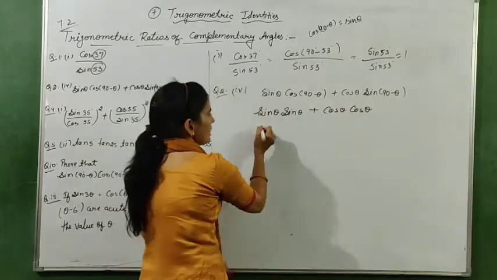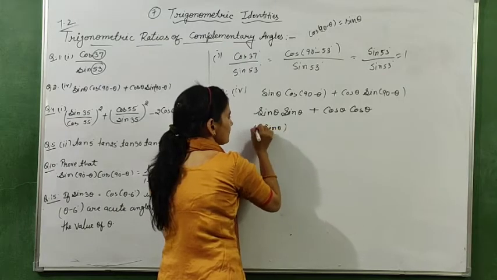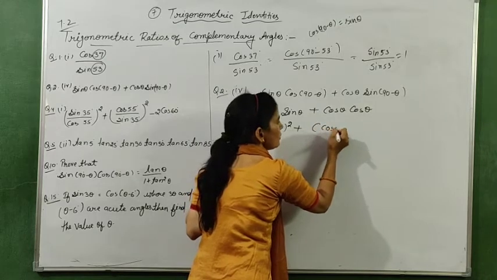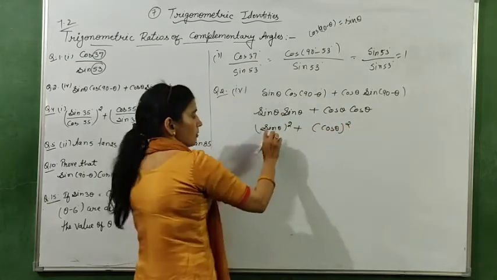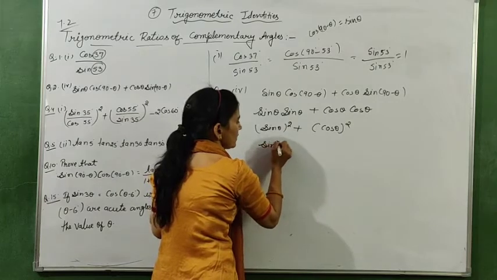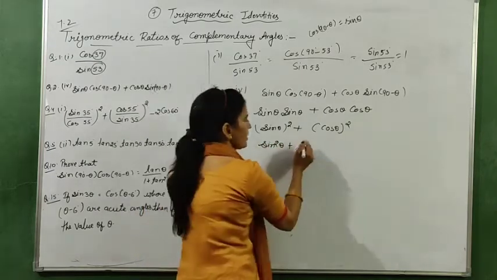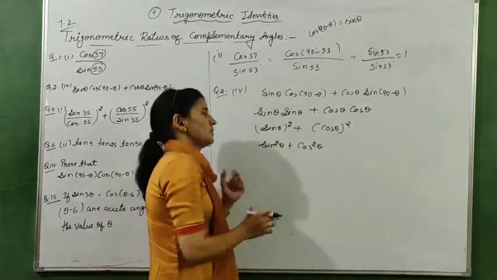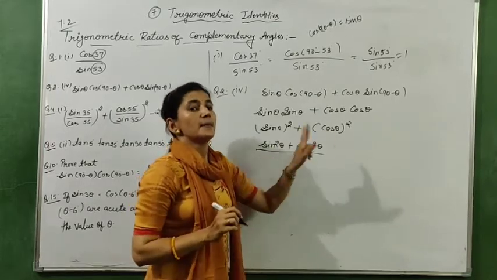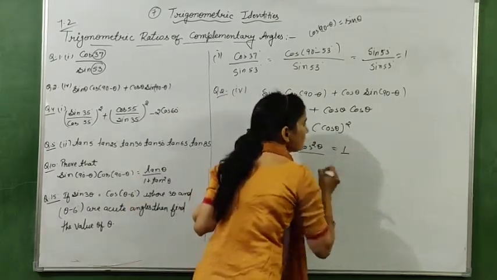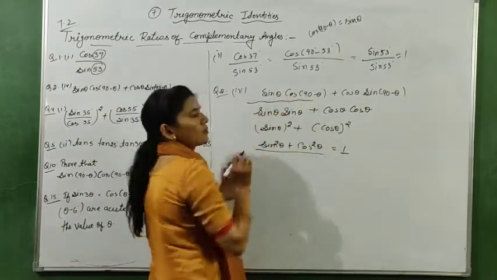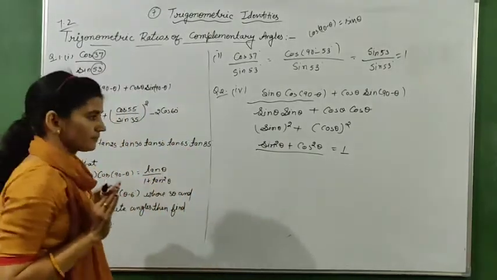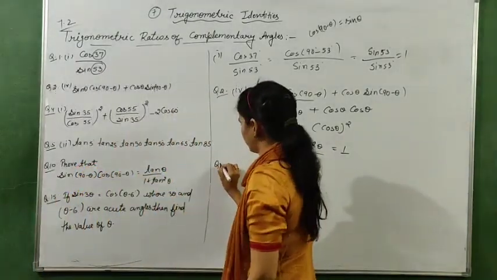Okay, so sin theta into sin theta is equal to sin square theta, and cos theta into cos theta is equal to cos square theta. Students, remember our first trigonometric identity: sin square theta plus cos square theta is equal to 1. So the value of sin theta cos (90 minus theta) plus cos theta sin (90 minus theta) is 1.